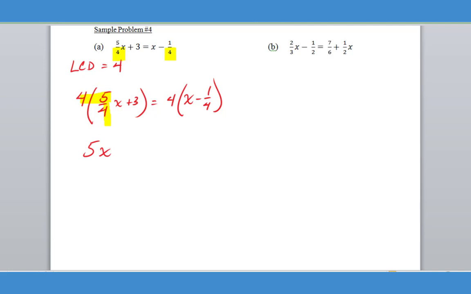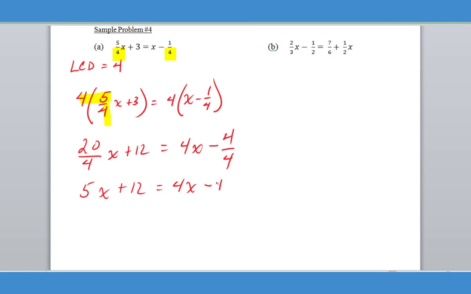And I'm going to go ahead, for the purposes of this problem, and write that whole part, and then I would have 4 over 4. And then of course the 4 times 5 is 20. When I divide that by 4, I get 5x. Same thing here. When I multiply the 4 times 1, I get negative 4 with the negative, and then divide by 4 leaves me negative 1.